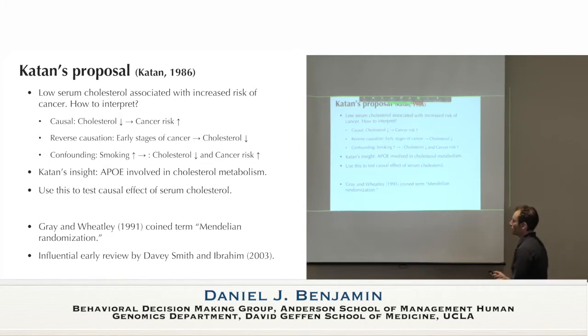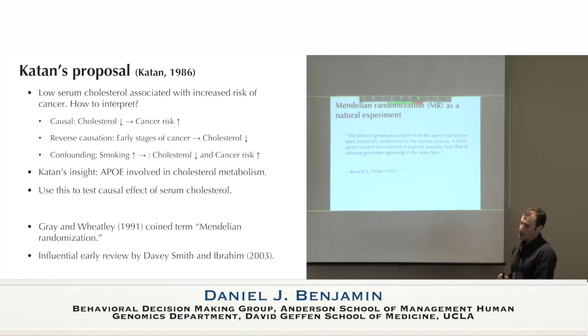The term didn't come until a few years later. Then there was an influential early review of the literature by George Davey Smith and Ebrahim that summarized the evidence up until then and helped to make the field a coherent area of work. The basic idea is to have a variable, in this case a genetic variant, which we're using not because we're interested per se in the effects of the genetics, but instrumentally. We call it an instrumental variable. We're using it to learn about the causal effect of an exposure on an outcome, in this case cholesterol and cancer risk.